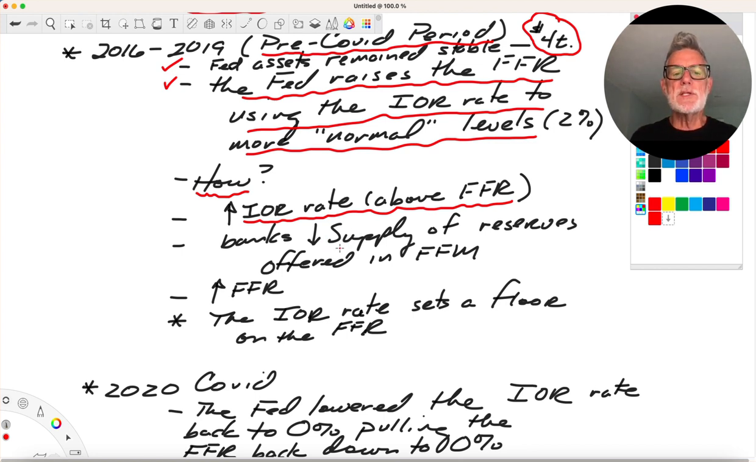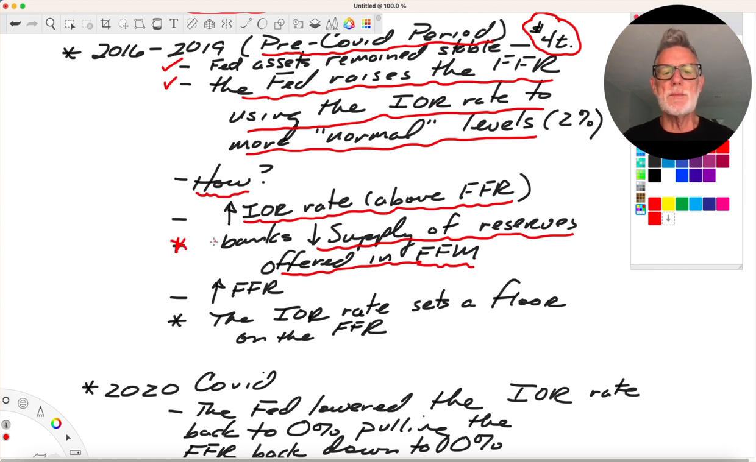So what happens to the supply of reserves in the federal funds market? Here's the federal funds market. It decreases the supply of reserves in the federal funds market. Banks don't want to offer loans to each other anymore. They want to park their funds with the Fed and earn 2%. That decreases the supply of reserves offered in the federal funds market. So this is the key idea: the supply of reserves being offered in the federal funds market decreases.